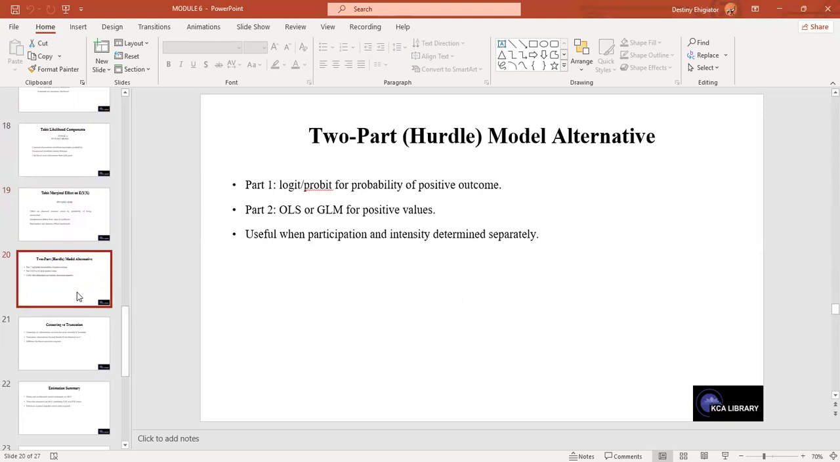Let's look at the two-part hurdle model alternative. In part 1, logit or probit models the probability of positive outcomes. Part 2 is OLS or GLM for positive values. It is useful when participation and intensity are determined separately.